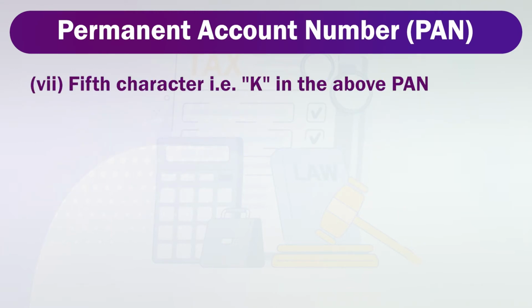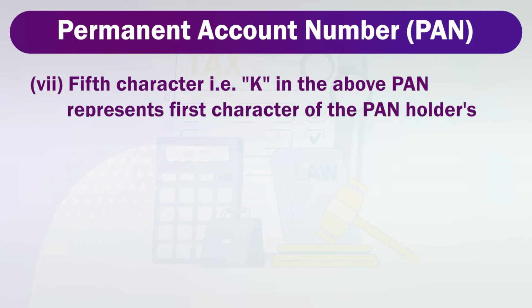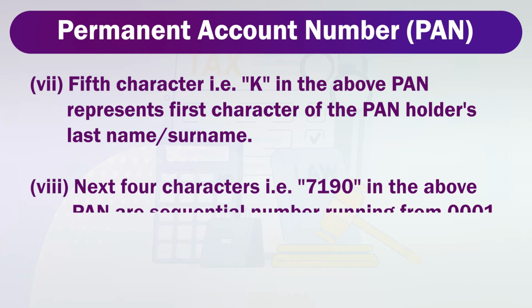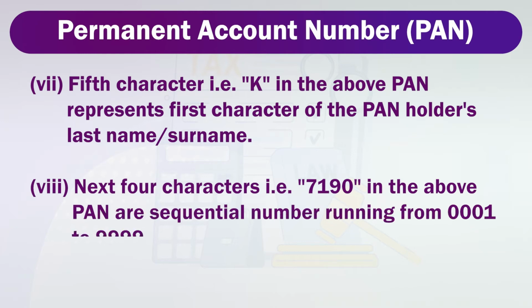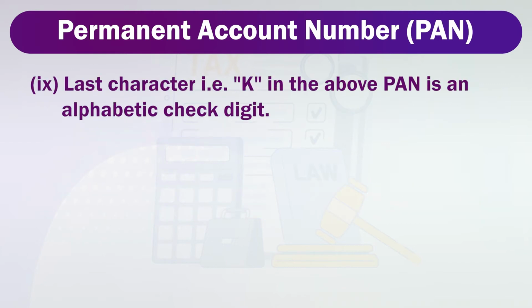The fifth character, that is K, in the above PAN represents the first character of the PAN holder's last name or surname. The next four characters, that is 7190, in the above PAN are a sequential number running from 0001 to 9999. The last character, that is K, in the above PAN is an alphabetic check digit.